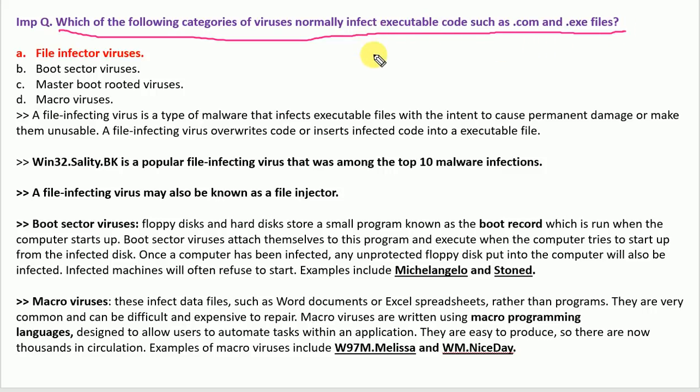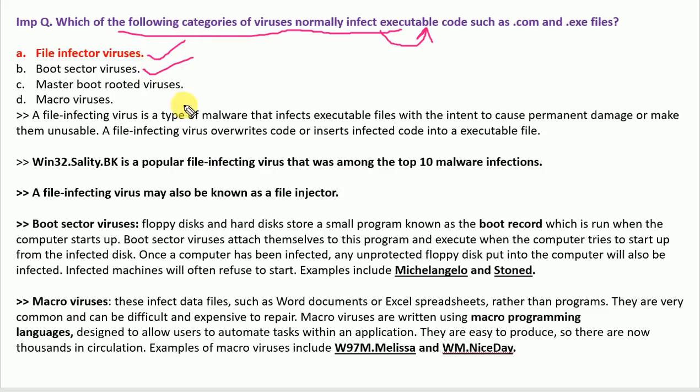We have already seen a lot of executable files. We used to download them in day-to-day activity. Suppose we have software and if you want to download it, we will have an executable file in the format of .exe extension. So these are all executable files. Okay, so the question is, which of the following categories of viruses normally affect executable code? Let's first discuss the options: file infector viruses, boot sector viruses, master boot record viruses, and macro viruses.